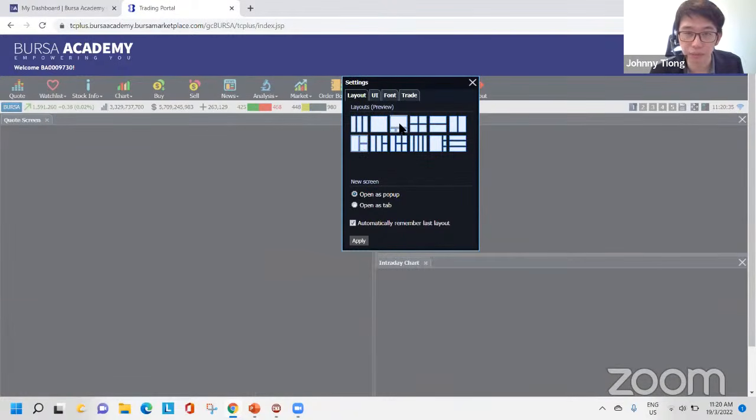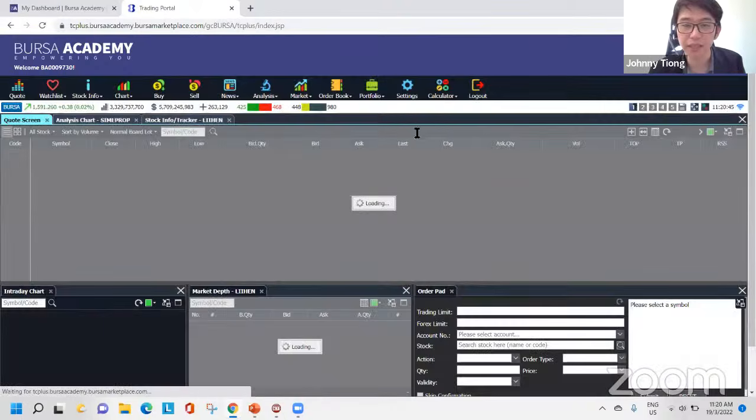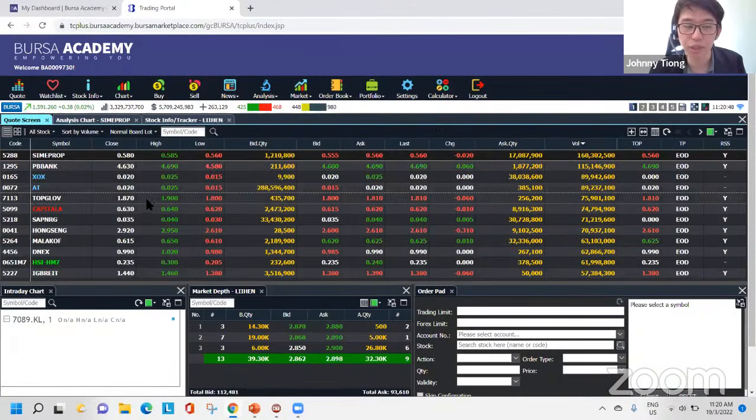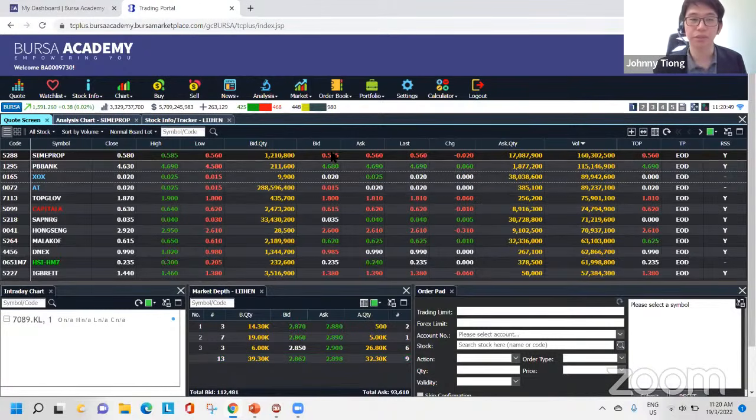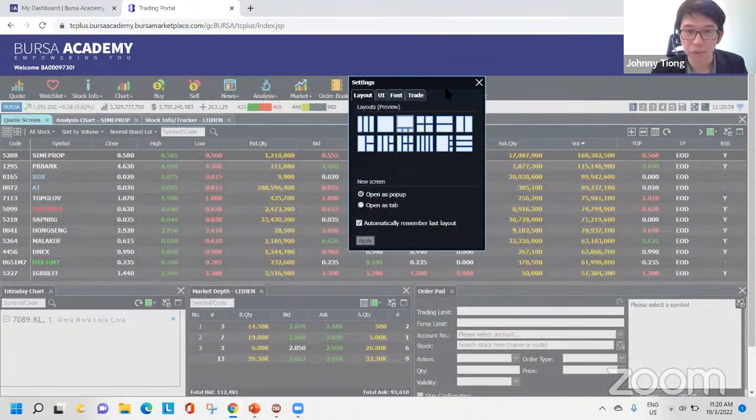Okay, for the purpose of this, I'll choose this one, which is the one big one on top, and then the 3 small at the bottom. Okay, so we apply. Once we press on apply, it will force to the one we have here. Okay, so this is how we set up our layout. You can just play around and choose which one you like the best.